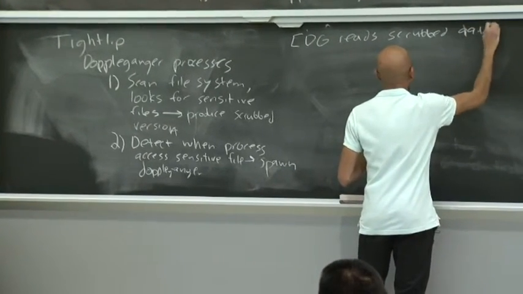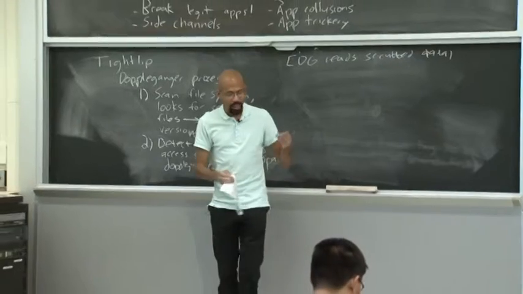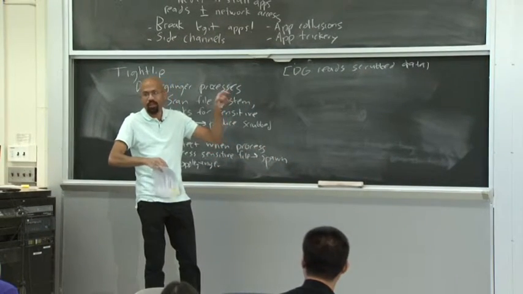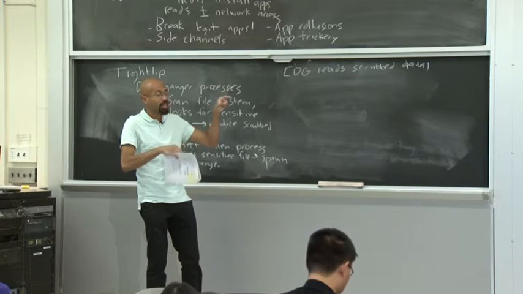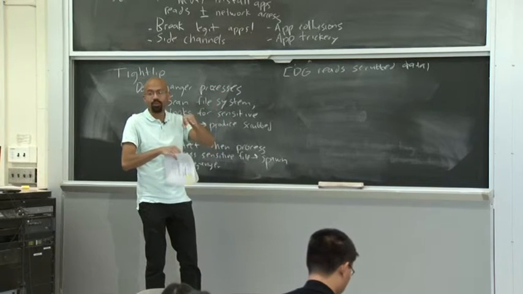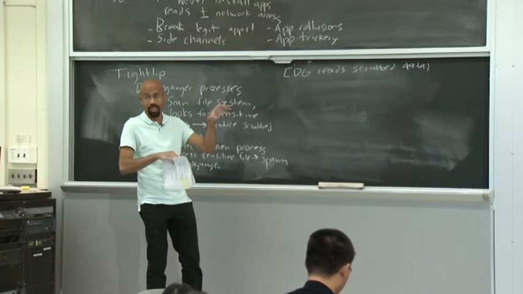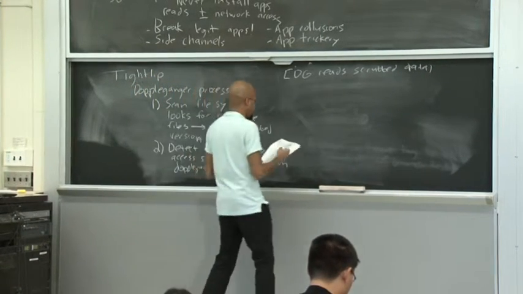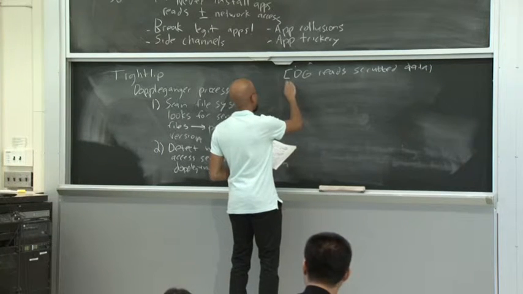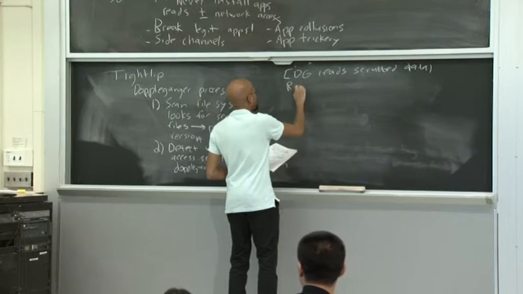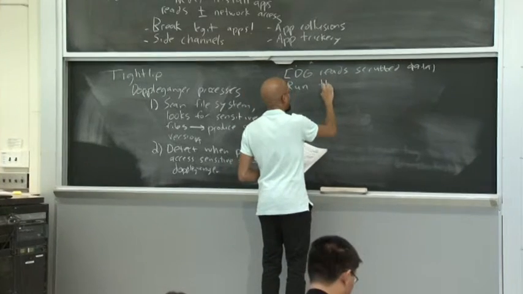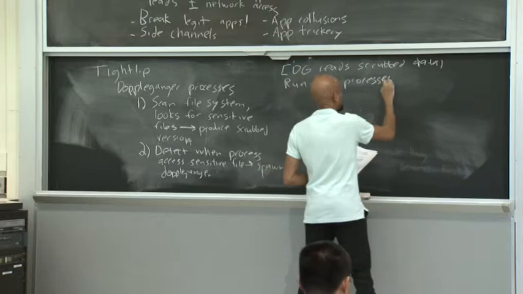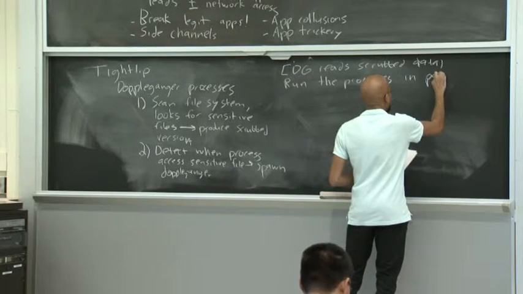So imagine that some process is executing. It tries to access your email file. The system spawns this new process, the doppelganger. That doppelganger is exactly the same as the original one, but it is now reading from that scrubbed data instead of the real sensitive data. Okay? So what happens then? Essentially, TightLip is going to run those two processes in parallel and just watch them and see what they do.